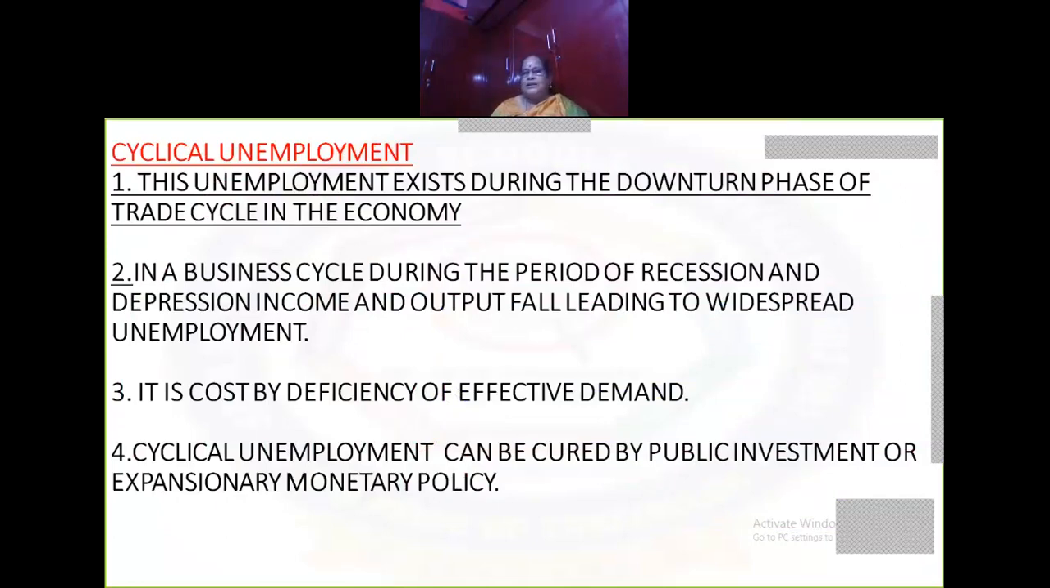Cyclical unemployment. This unemployment exists during the downturn phase of the trade cycle, that is, the business cycle in the economy. In a business cycle, during the period of recession and depression, income and output fall, leading to widespread unemployment. It is caused by deficiency of effective demand. Cyclical unemployment can be cured by public investment or expansionary monetary policy.